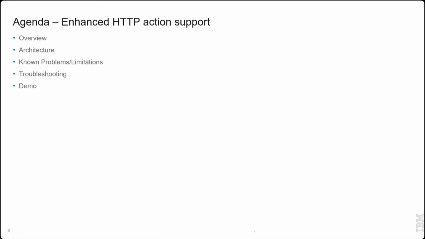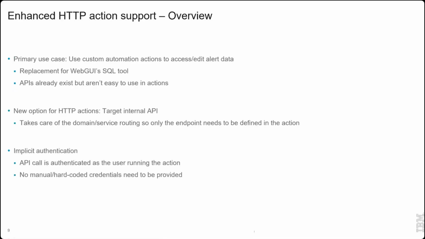Enhanced HTTP action support is a pretty vague term. What this is primarily focused around is customer requests from people coming from NOI and Web GUI that are used to being able to adjust and access alert data from within automations. So this is targeting specifically to replace WebGUI's SQL tool, which lets you write essentially generic SQL statements that can adjust alert data in place in the database.